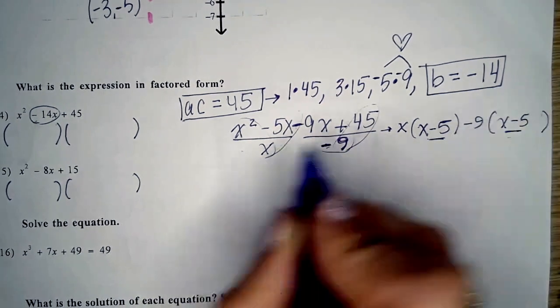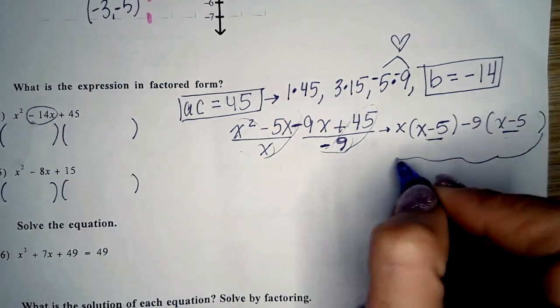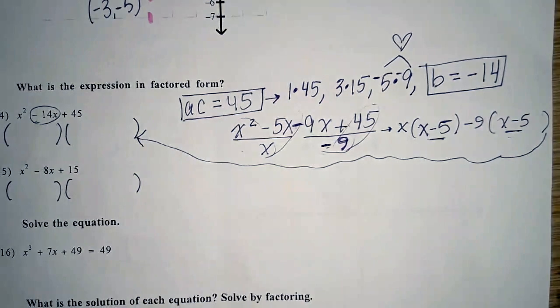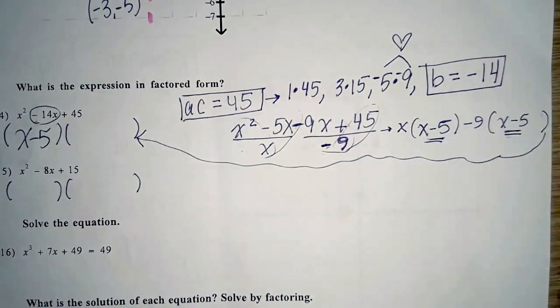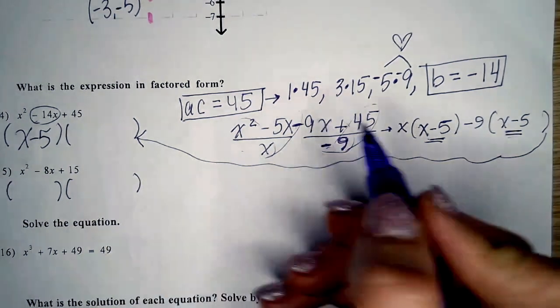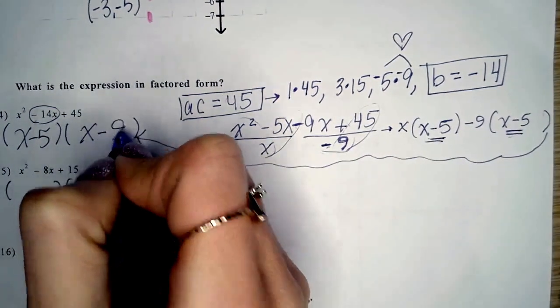Bring it out front. So I'm going to write my final answer here. So I'm scooting all the way back to here. So what am I bringing out front? X. Well, x minus 5. The thing that matches, I usually put in front. It really doesn't matter, but what's left inside is the x minus 9.